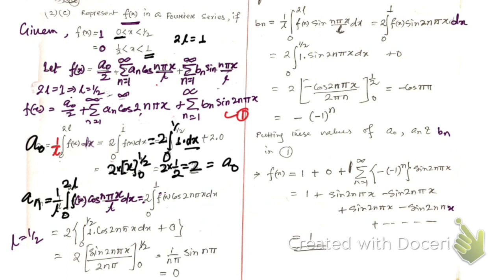Now you see, again we can split it from 0 to half, then half to 1, which is going to be 0. So that's why we have got only this. And when you integrate f of x from 0 to half, f of x is equal to 1, so 1 into cos 2n pi x dx. That is what we have got, into 2, right?